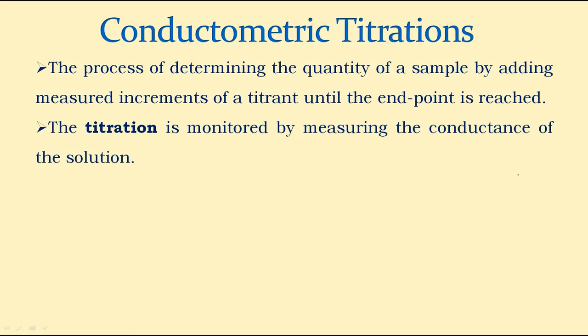Simply, one titrant is taken in the burette and test solution is taken in the beaker, and a conductivity cell is placed in it. We start measuring the conductance value. So when you add the titrant from the burette, there is a change in concentration of the titrate, so there is a change in the conductivity values. Using these values, we locate the endpoint. Such a method is called the conductometric titration method.